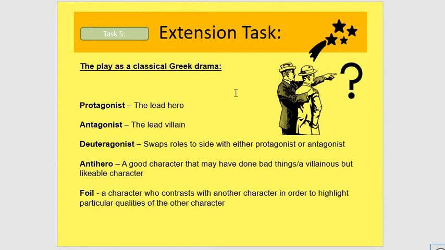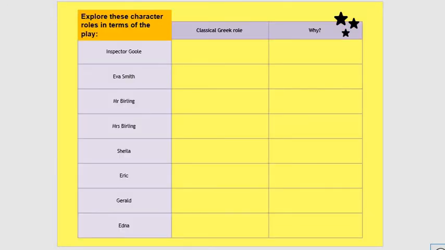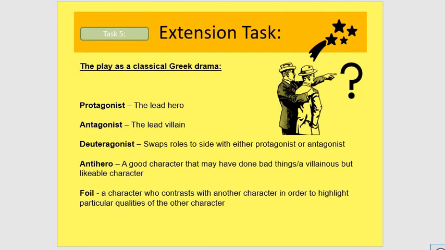Now in a Greek drama, traditionally, you'd have 5 roles. You've probably heard of some of these before: a protagonist, an antagonist, a deuteragonist, an anti-hero and a foil. So if you read through what all of those are, I then want you to draw a table like so and explore these character roles in terms of the play. So you've got a list here of all the different characters in the play. I'd like you to decide which role these characters might be if it was a classic Greek play. So would they be a protagonist or an antagonist, etc.